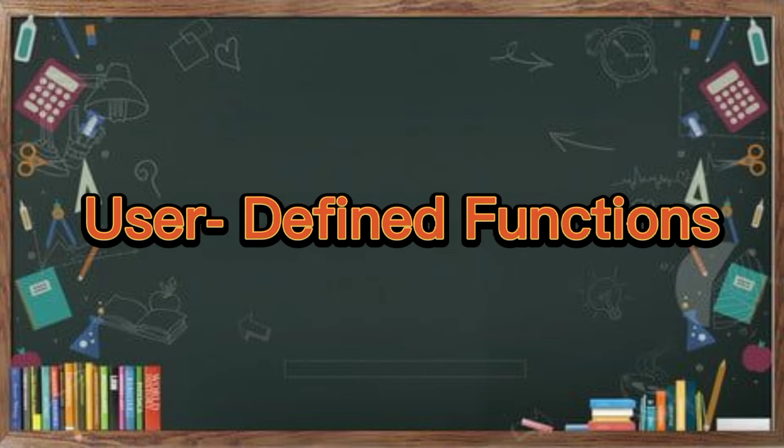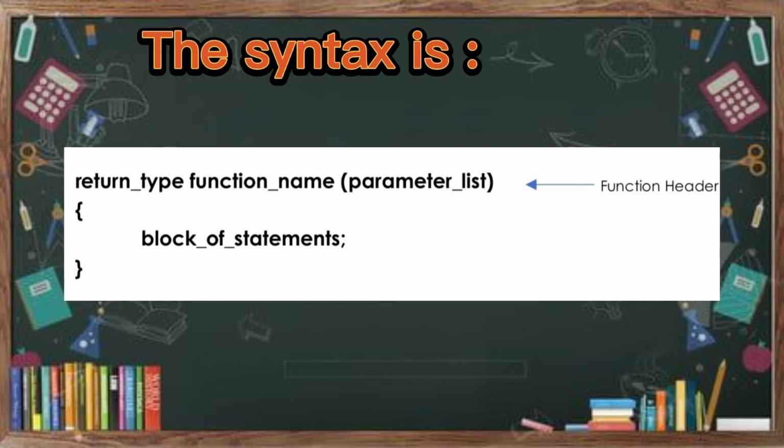User-defined functions allow you to create your own function to perform specific actions besides the predefined functions available in the standard library. The syntax is, where return type is the data type of the value the function returns. When you want your function not to return a value, then use the keyword void as the return type. Function name is the name given to the function.